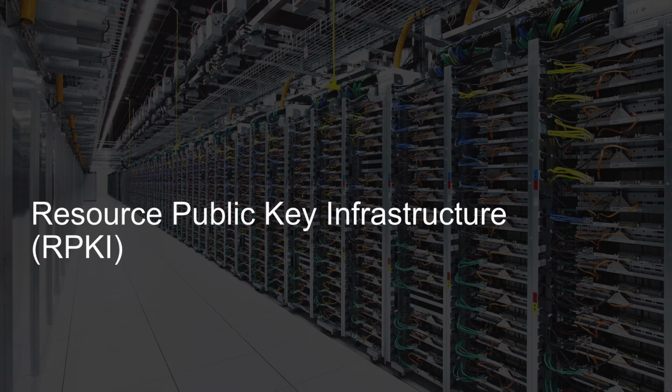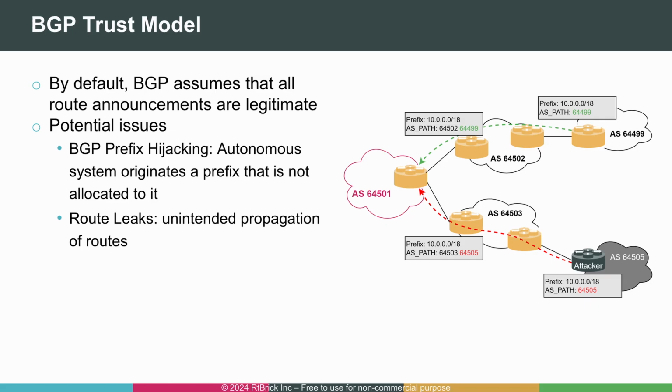With the growing size and complexity of the Internet, one important challenge is how to prevent issues caused by valid BGP messages that carry incorrect or malicious information. In this context, we explore the resource public key infrastructure, a framework designed to improve routing security in BGP. By default, BGP assumes that all route advertisements received from a peer are legitimate. However, this assumption makes BGP vulnerable to both intentional abuse and accidental misconfigurations.